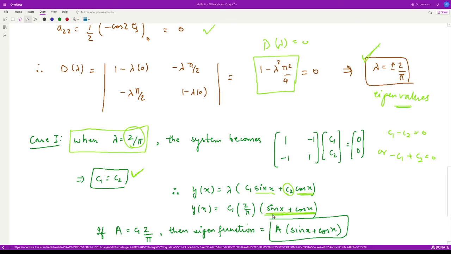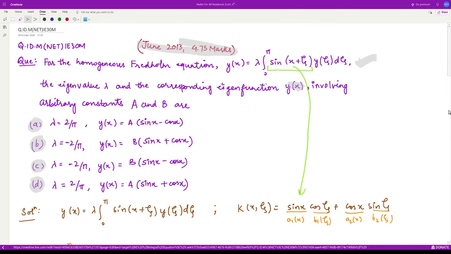So in the question they are saying if lambda is equal to 2 by pi, that is the eigenvalue, then the eigenfunction would be some constant, let us call it a, into sin x plus cos x. So let us look at our options: 2 upon pi, sin x plus cos x into something. So this is the correct option, right?